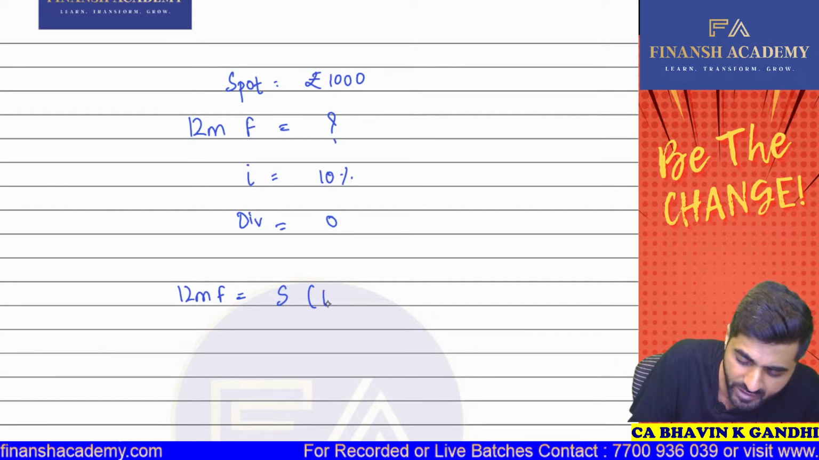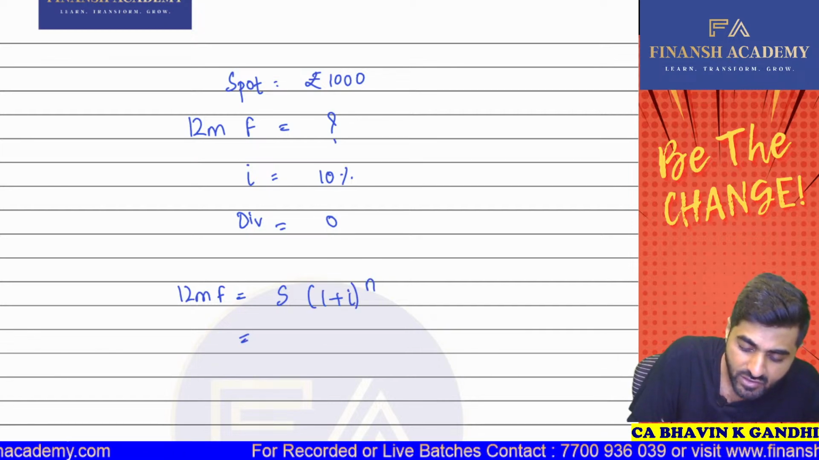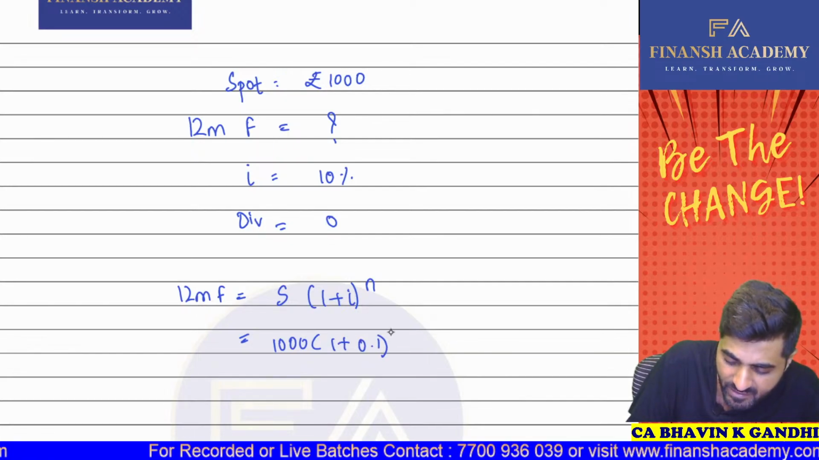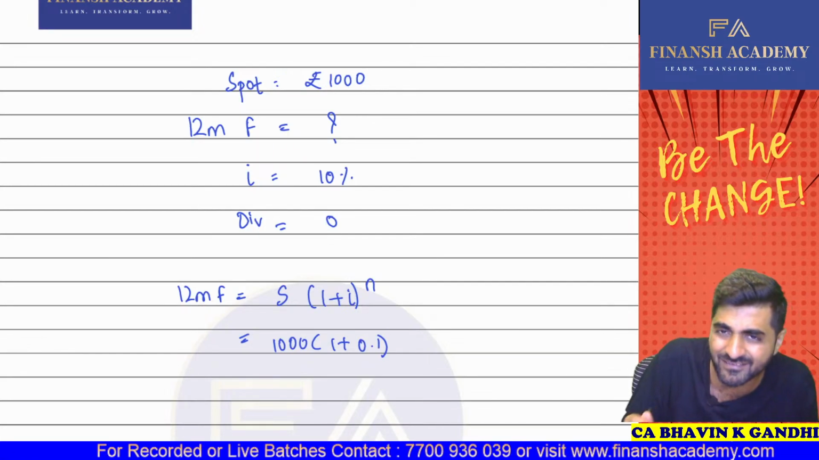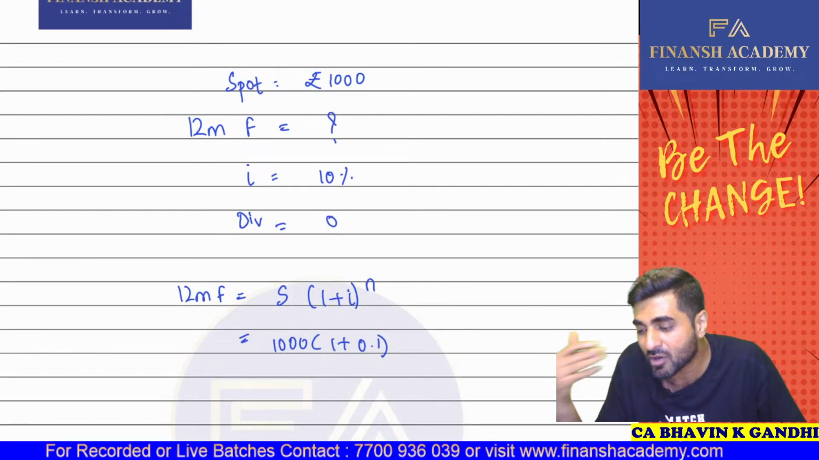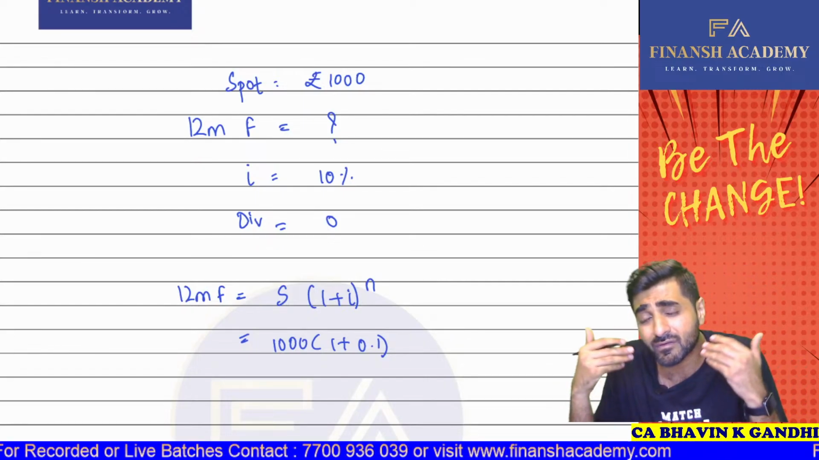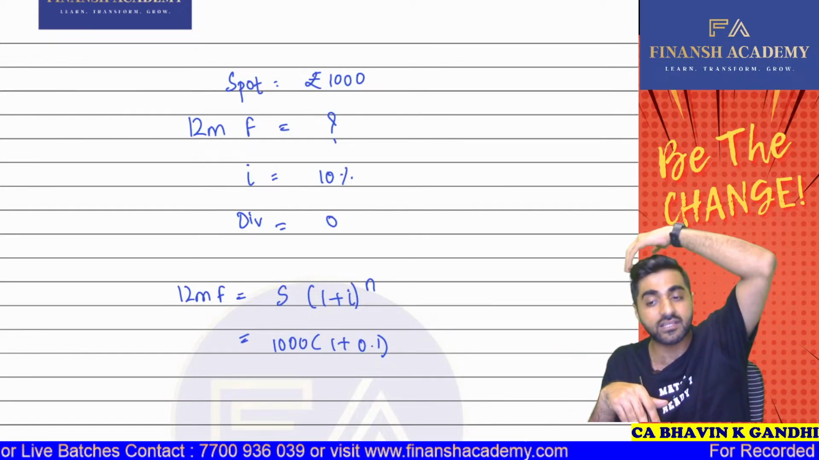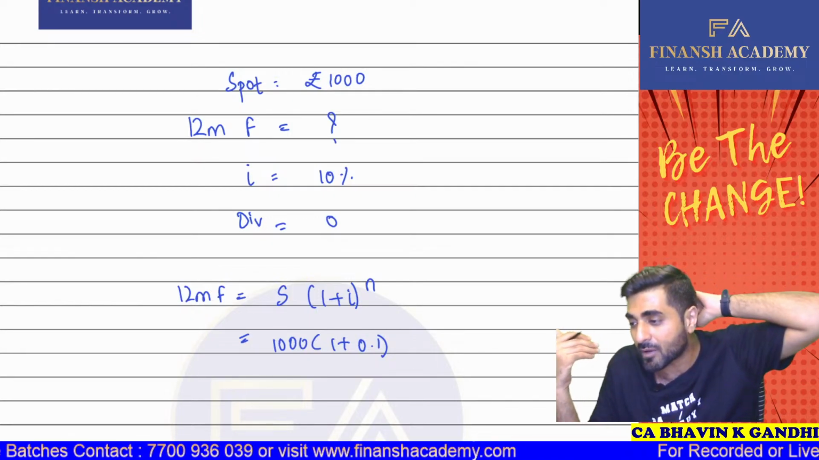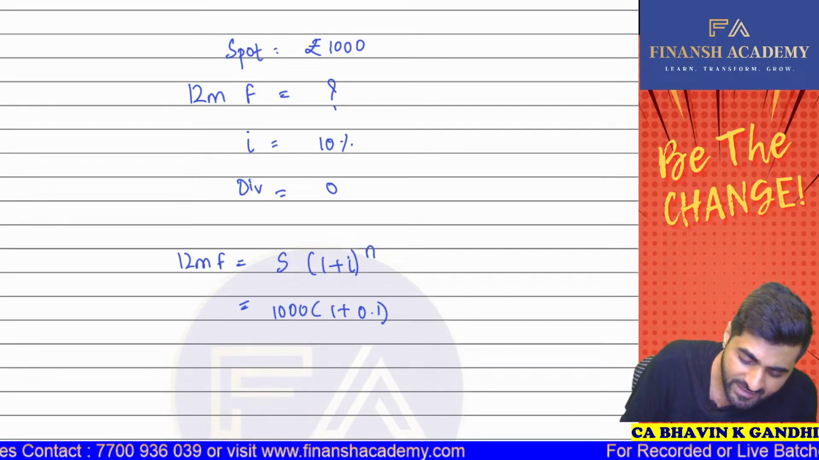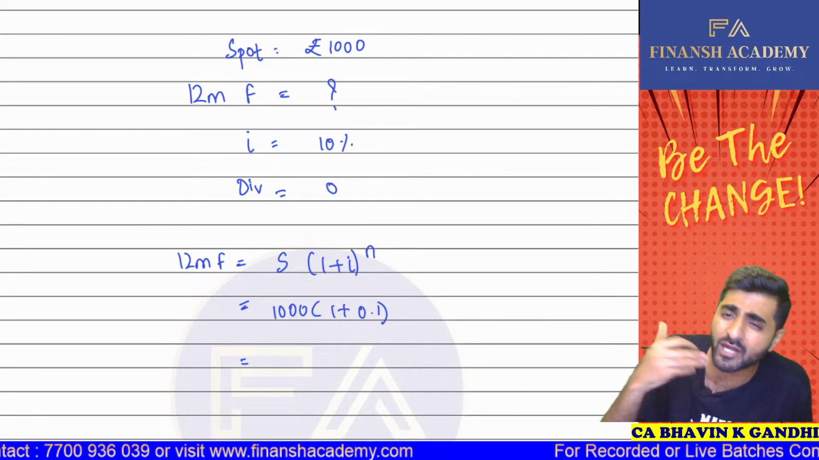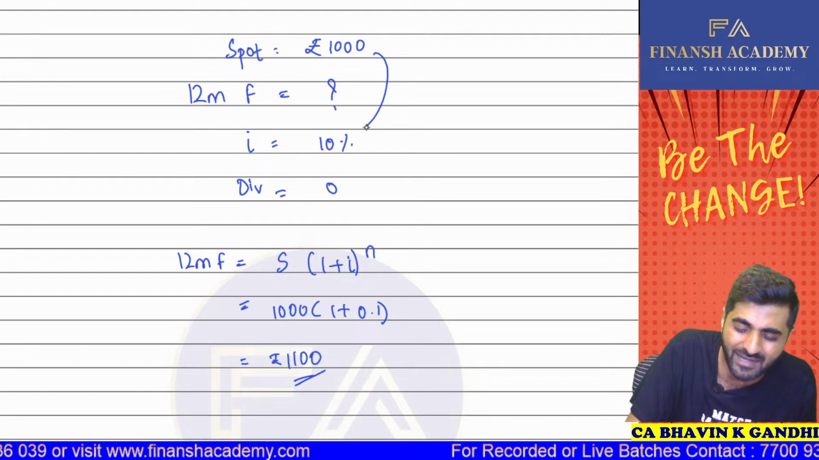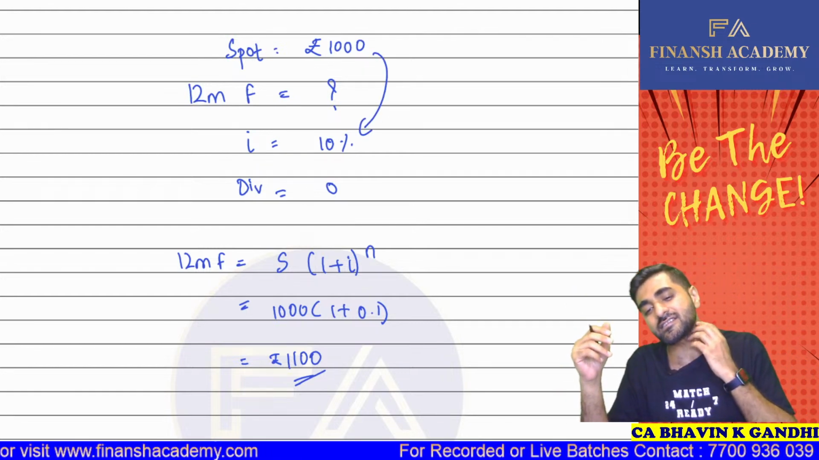It is nothing but spot into (1 plus i) raised to the power n. So your spot is 1,000 into (1 plus 10%) raised to the power n. Now n is 1 year only, so there is no frequency of compounding to apply here, because it's a 12-month contract and the compounding happens on an annual basis. So there is no need to take any frequency of compounding here. If I ask you what the 12-month future price should be, you will tell me, sir, this should be 1100. Okay, very simple, simply adding the interest rate to it. So this is 1100.